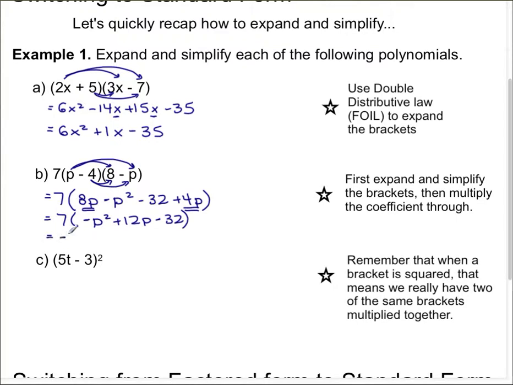Lastly, I'm going to put that 7 through the brackets, negative 7p squared. 7 times 12 is 84, so plus 84p. And then 32 times 7, well, 30 times 7 is 210, and then 2 times 7 is 14, so that's going to be 224.